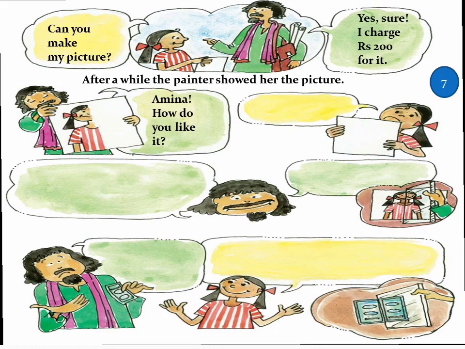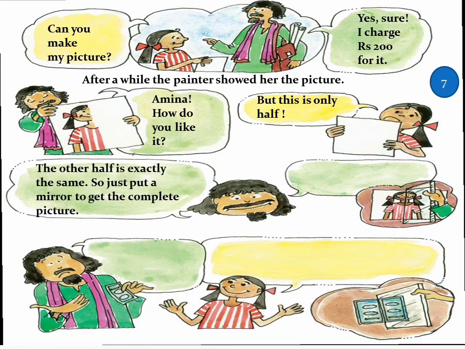Amina, how do you like it? The painter asked the girl. But this is only half. Amina said that the picture you have drawn is only half. The other half is exactly the same. So just put a mirror to get the complete picture.